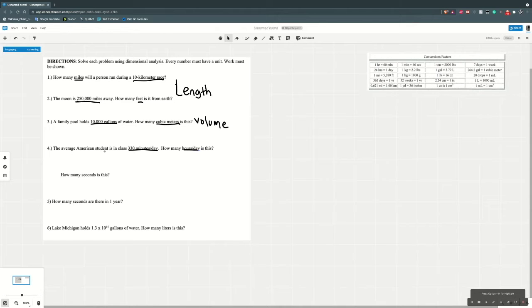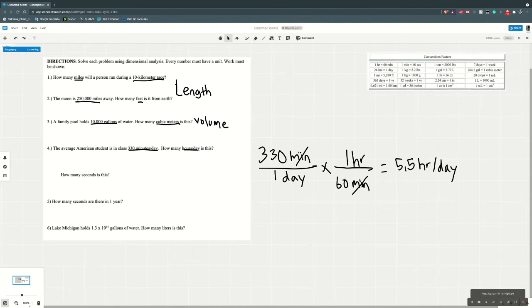Next question. How many seconds is this? So let me not erase that actually. How many seconds is this? So we can use this answer, 5.5 hours over 1 day. And then we have to convert from hours to minutes, and then minutes to seconds. So we can have hours in the bottom.